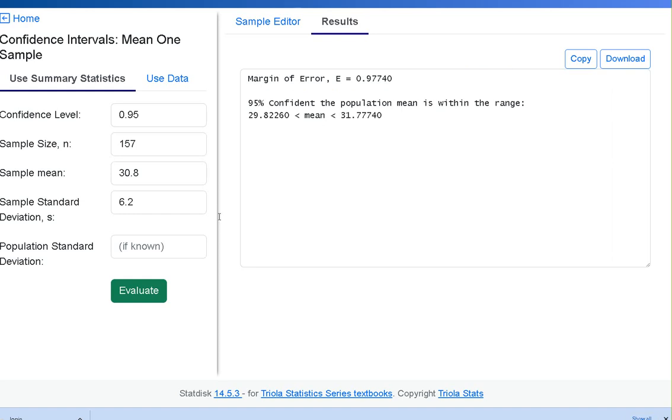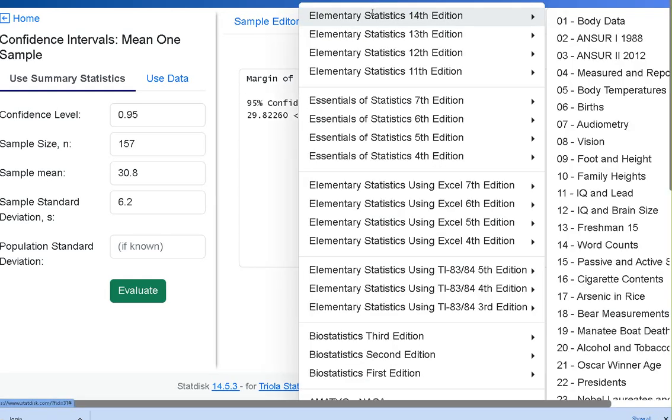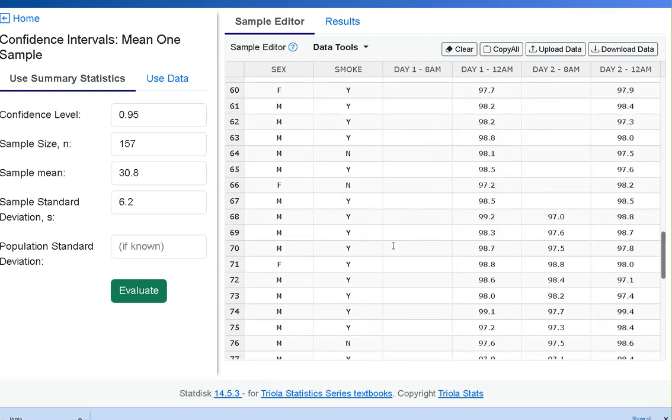Let's come up here. Before we do our analysis, we need to get the data. So go to data sets and then 14th edition. Once you're there, you want body temperatures. So click that one and it should just give you all kinds of data, more than you want to look at.